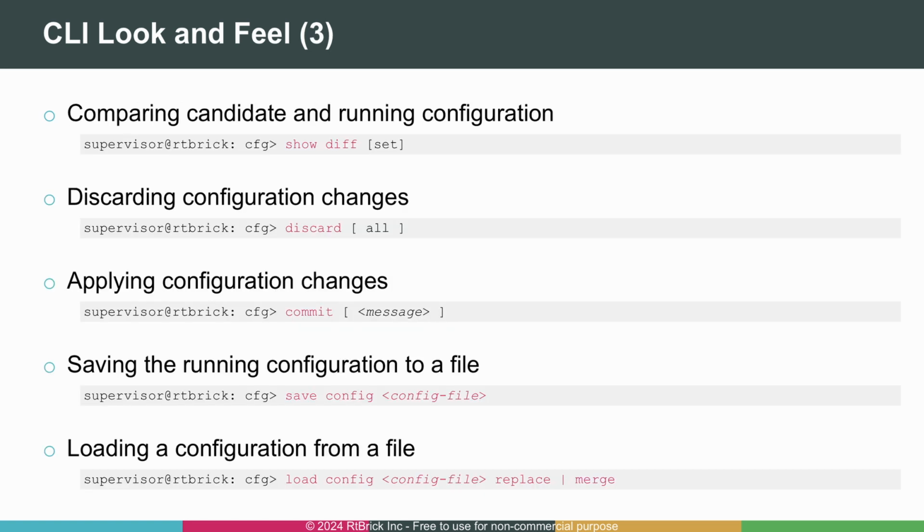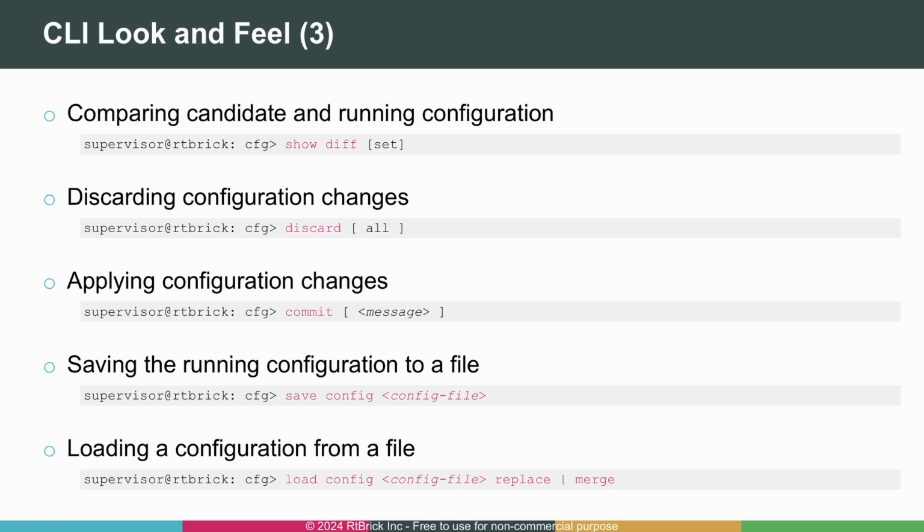To compare changes, the show diff command shows what's different between the candidate configuration and the one that's currently active. If you've made changes but want to undo them, just use discard. Once you're happy with your changes, you activate them using the commit command. You can even add a message to your commit, which is helpful when you want to document major changes.